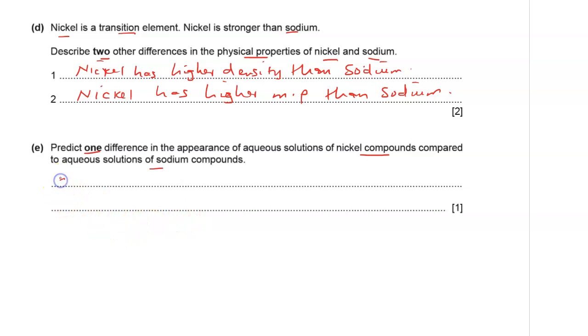So, because these are aqueous solutions, solutions of nickel compounds are colored, while sodium compounds are colorless.